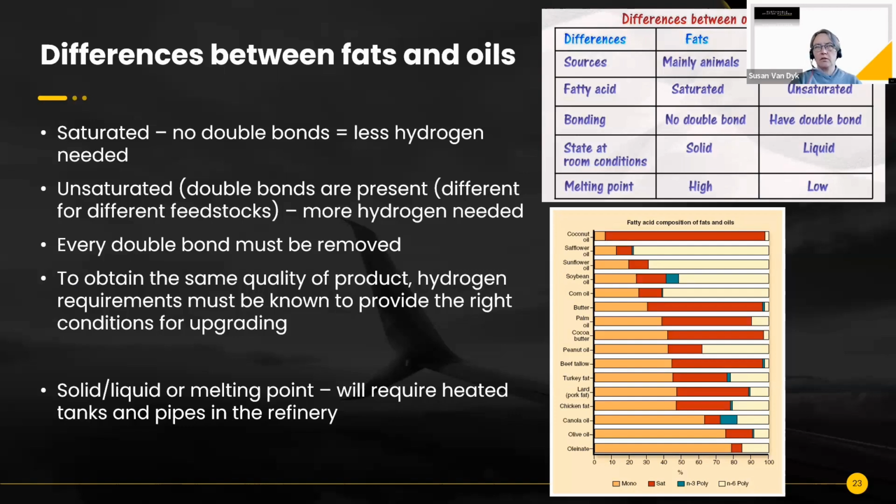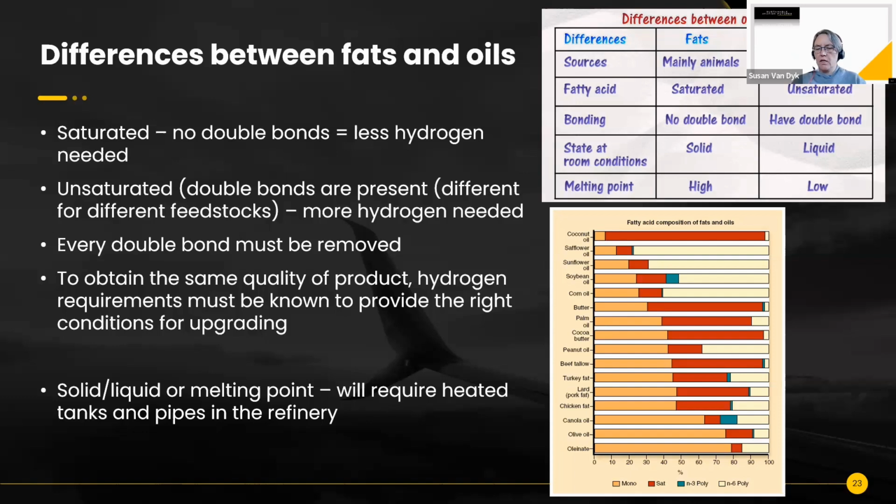First one is fats are saturated. Basically, it means if you think of fats, if you cook it, it's liquid, but if it cools down, it's solid. And the reason for that is that there are no double bonds in the molecules. So you need less hydrogen, and therefore it will be cheaper to upgrade. Whereas unsaturated fats such as canola oil and so on will need more hydrogen, because every single double bond has to be removed if you're making jet fuel. And so whatever you put into your facility, you have to understand how much hydrogen you're going to use in order to meet the specifications.